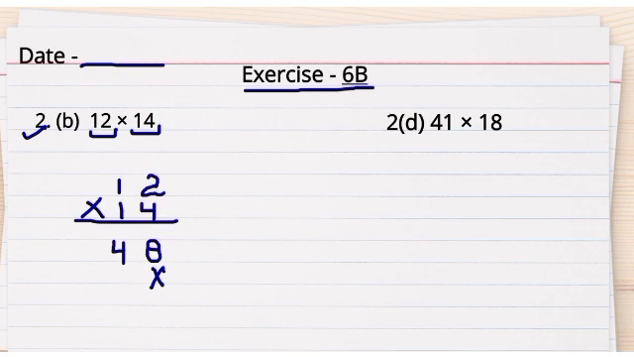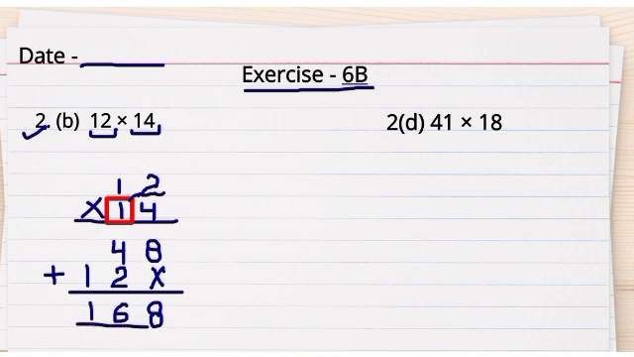Now multiply by this digit at tens place. So 1 2s are 2. 1 1s are 1. Add them. 8 plus cross 8. 4 plus 2 6. 1 as it is. So what is your answer? Your answer is 168. Right? Let's practice one more part.